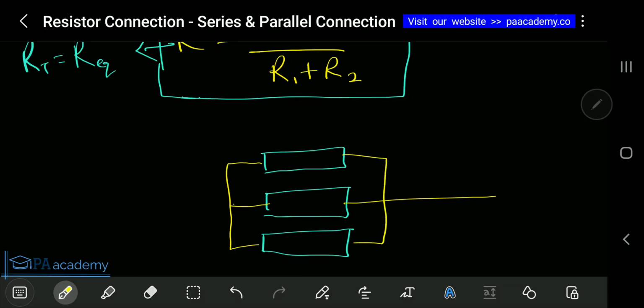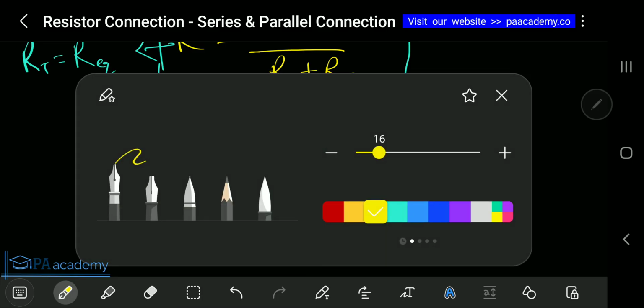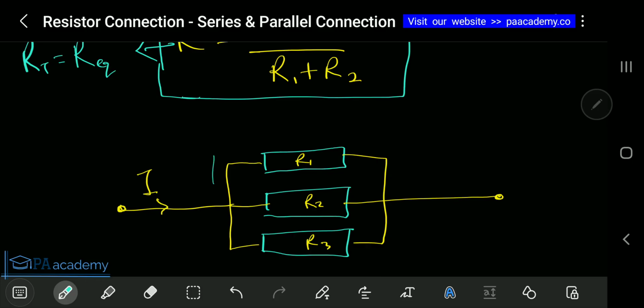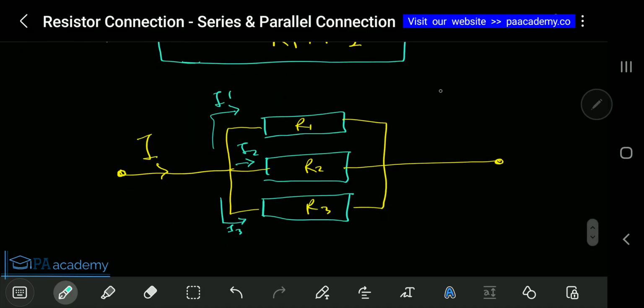So the circuit will look like this. This will be the terminal here. So this is your R1, R2, R3. And then this will be your I. So at this point, this will be your I1. Here, this will be your I2. And towards this direction, this will be your I3. And don't forget the voltage will be the same thing.